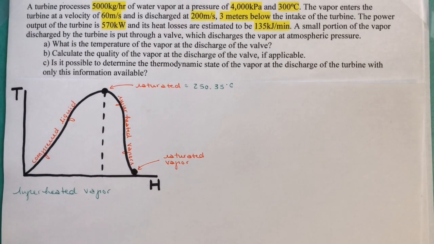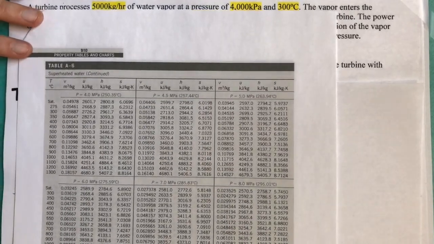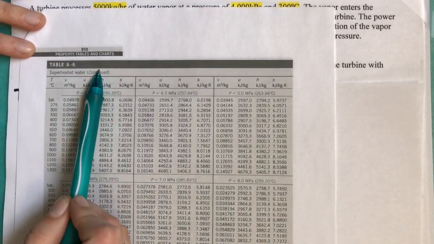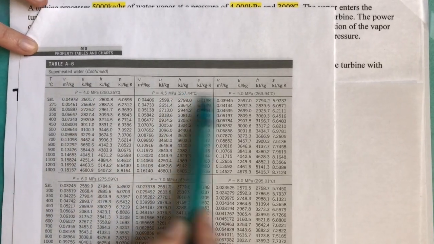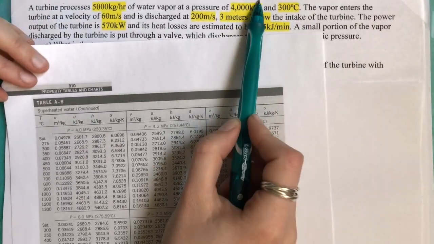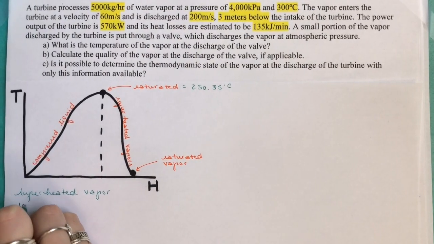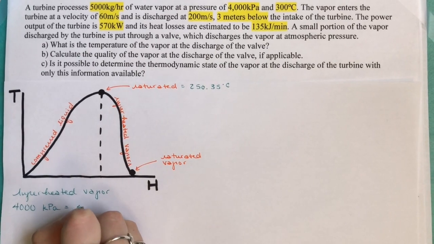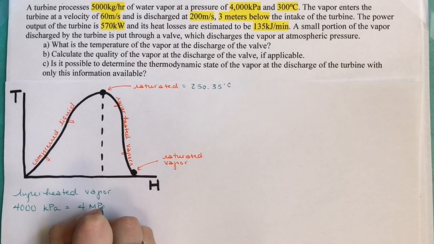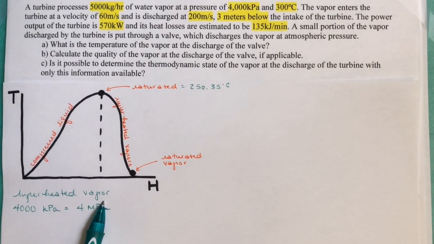Now that we know that we have a superheated vapor, we're going to look in a different table of superheated waters. We notice that this table is in terms of megapascals and that our equation is in kilopascals. So we have to do a quick conversion that says that 4,000 kilopascals equals 4 megapascals.